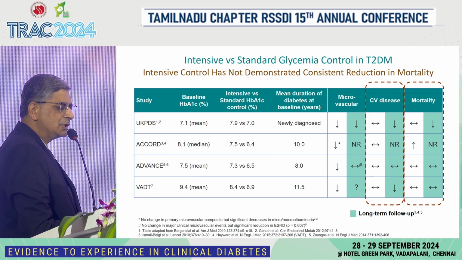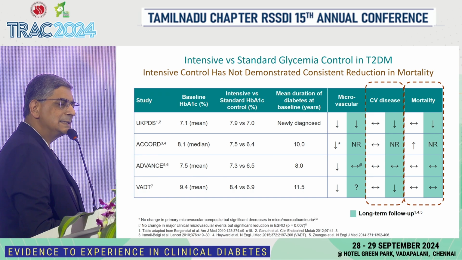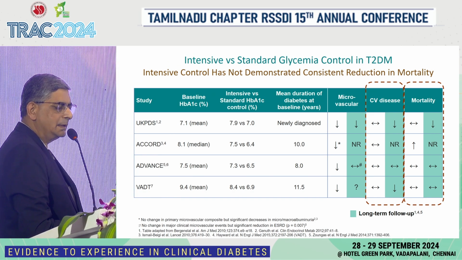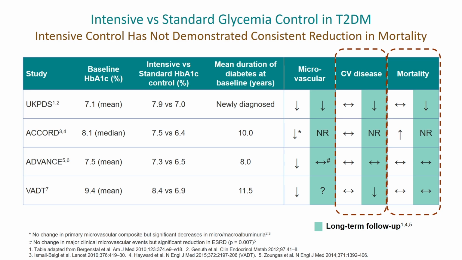Here's the evidence that asks: does intensive glucose control help? And you can see from all these 4 studies that while there was early evidence of reduction in microvascular complications, there was not really much benefit in cardiovascular disease incidence, either early onset or late onset. There was not much benefit that you got by only intensive glucose control.